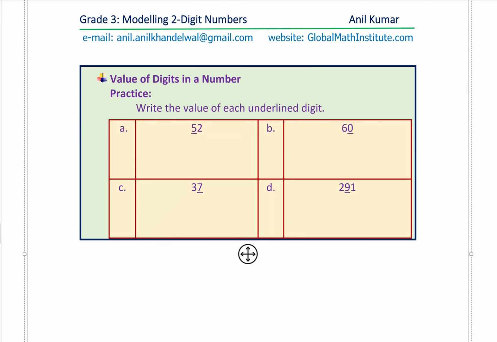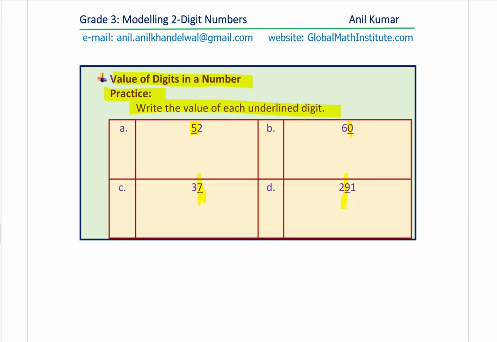The last question here. You need to find the value of the digit in a number. So we have underlined some numbers. Do you see that? Write the value of each underlined digit. Value of this 5, value of the 0, value of 9 here, and the value of 7. Correct? So you write down the value and then check with my solution.